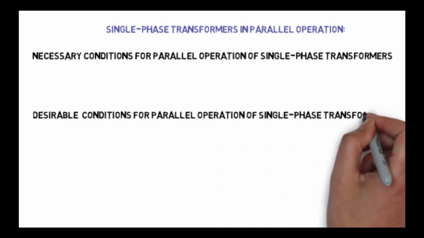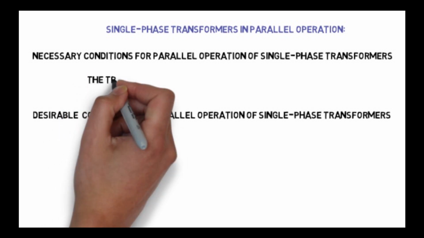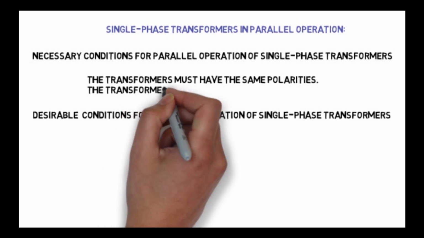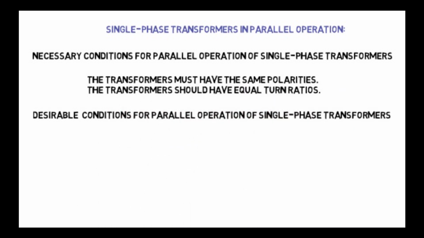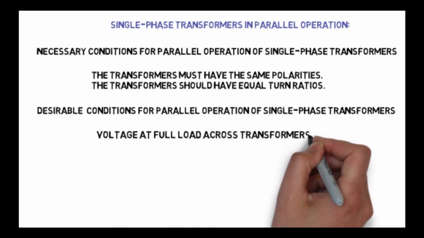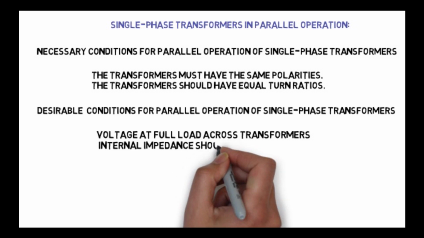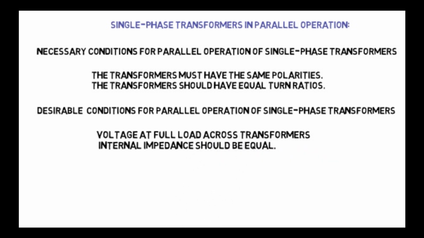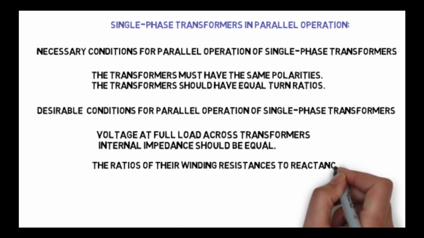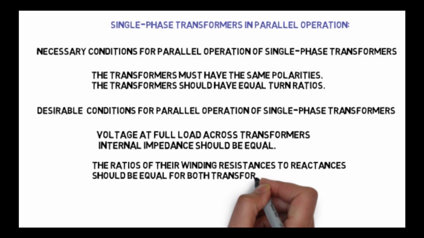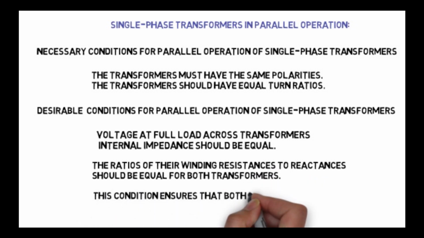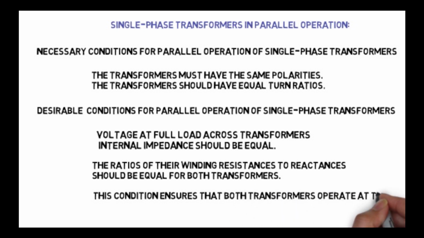First, let us look upon necessary conditions. The transformers must have the same polarities. The transformers should have equal turn ratios. Desirable conditions are as follows: voltage drop at full load across transformers, internal impedance should be equal. The ratio of their winding resistance to reactance should be equal for both transformers. These conditions ensure that both transformers operate at the same power factor.